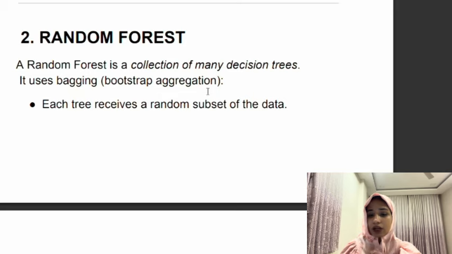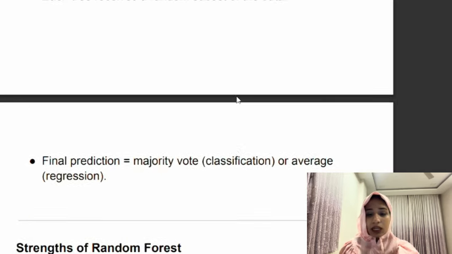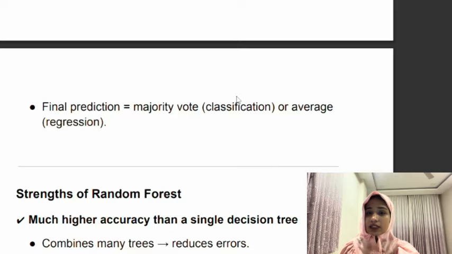Then random forest. Random forest is a collection of many decision trees. It uses bagging. Each tree receives a random subset of the data and the final prediction is equal to the majority vote, that is classification, or the average, which is regression.